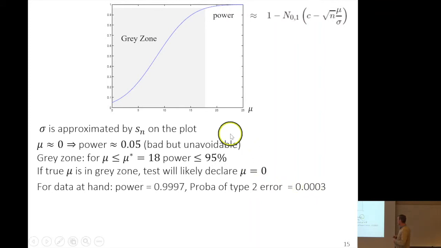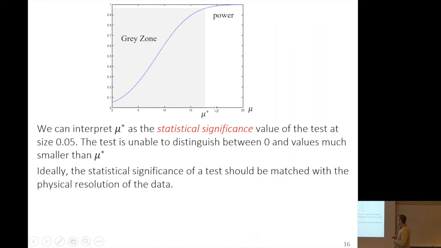Right. But another way to look at it is to say that this value mu star gives an order of magnitude of what I can call the statistical significance value of the test. What does that mean? It means that if the true value of mu is smaller than mu star, then the test is unable to decide correctly. Right? It will decide probably that mu is equal to 0.